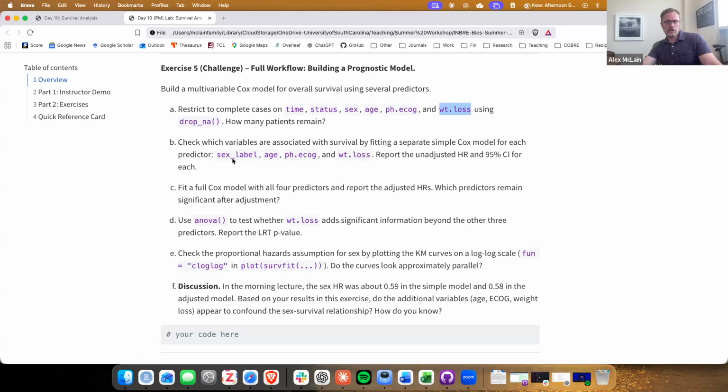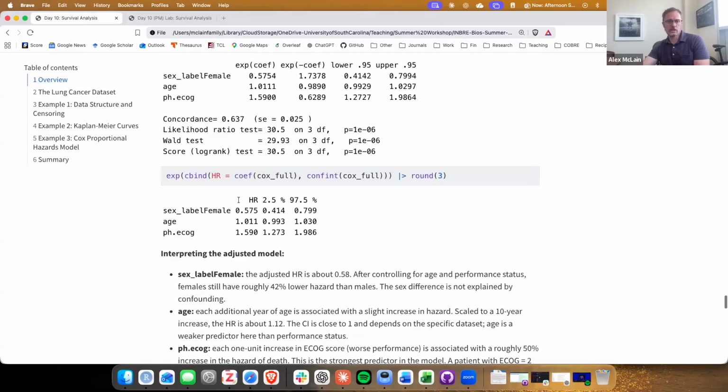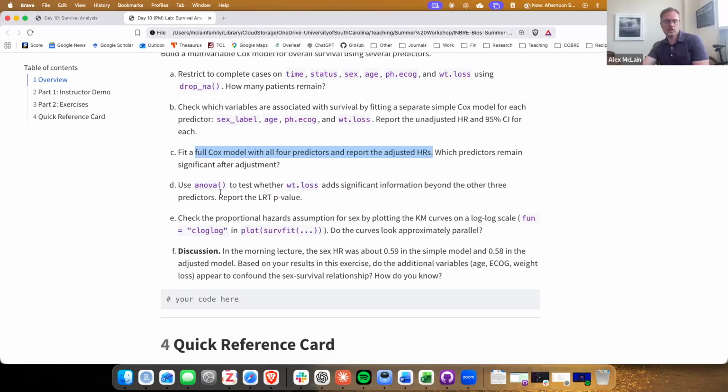Then for the first part, you're going to do separate survival models for all 4 variables under question. This will give us the unadjusted hazard ratios for each of these and the confidence intervals. Then we're going to do a full Cox model, which will have all 4 predictors. Again, we'll get the hazard ratios for those. That is going to be similar to how we did this down here. In our example, we're going to use ANOVA to compare this full model with all 4 predictors to a model that does not have weight loss. So we'll fit another one to see if there's any difference.